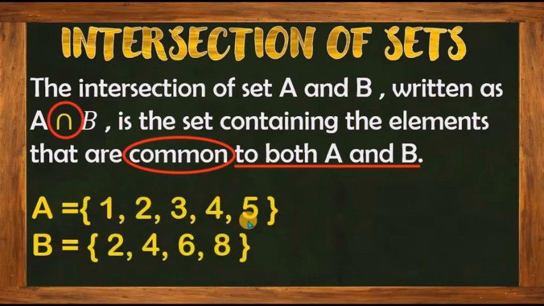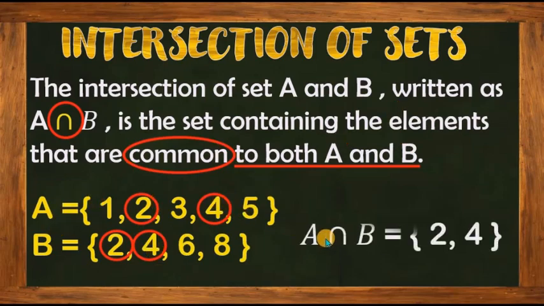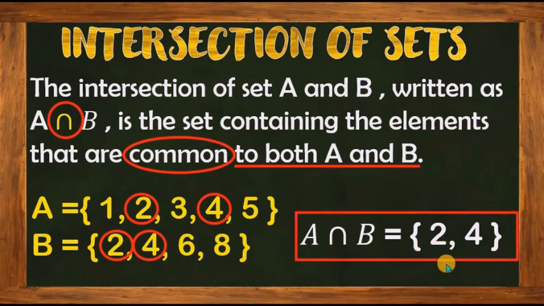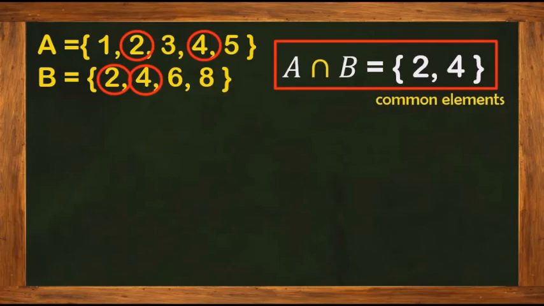So for example, I have here set A and set B. Let's look for the common elements. That is 2, because set A and set B have both number 2 and also 4. That is their common element. So we can write it as the intersection of set A and set B is equal to {2, 4}. So again, when we say intersection, we are looking for the common elements.